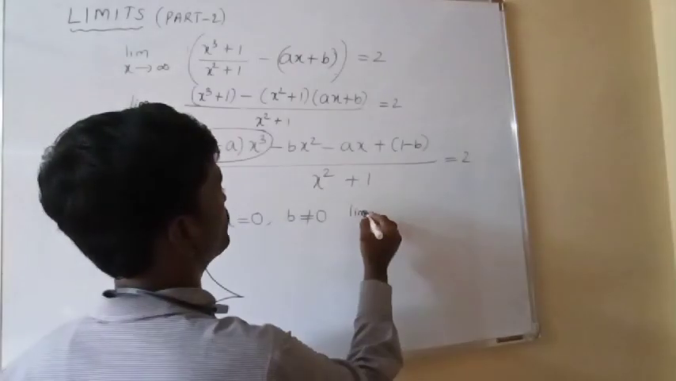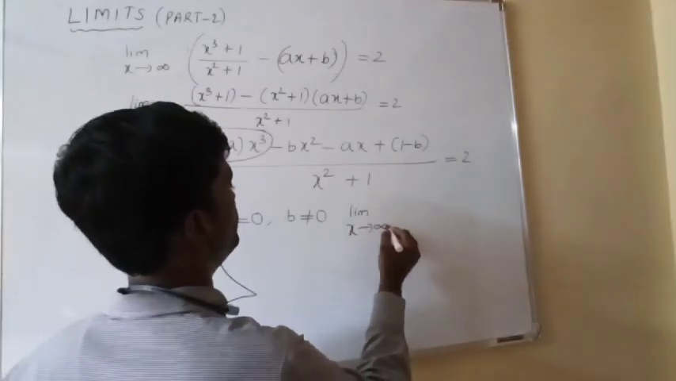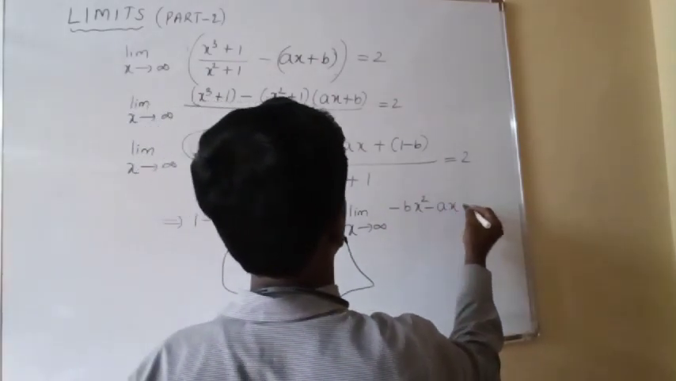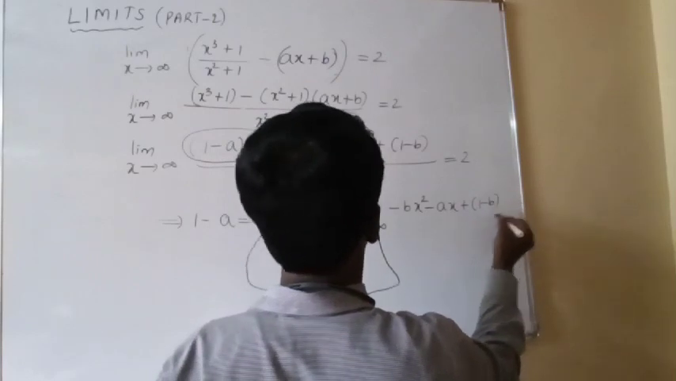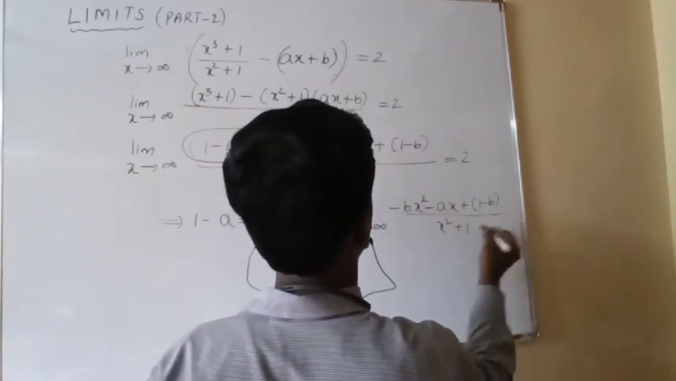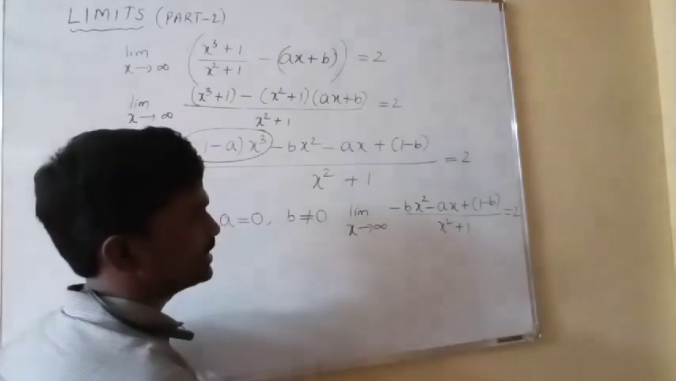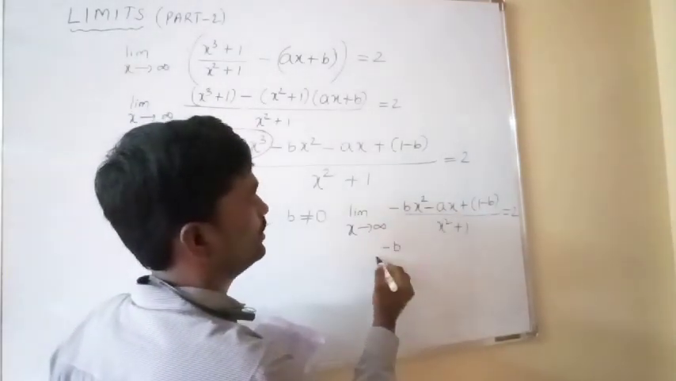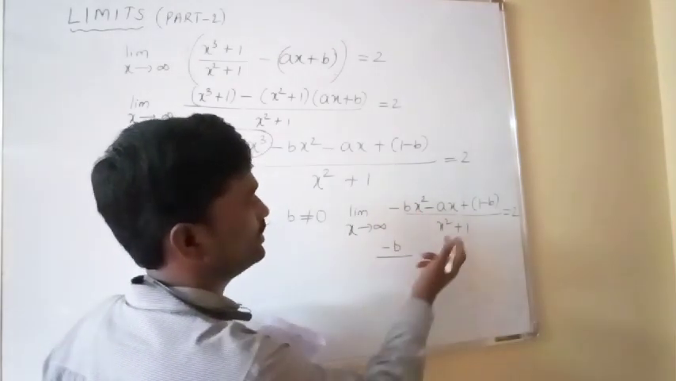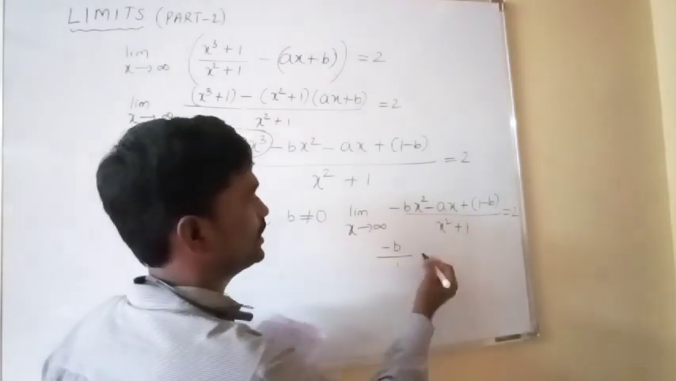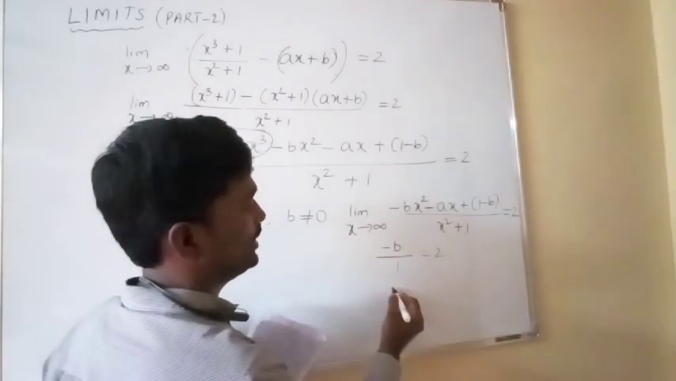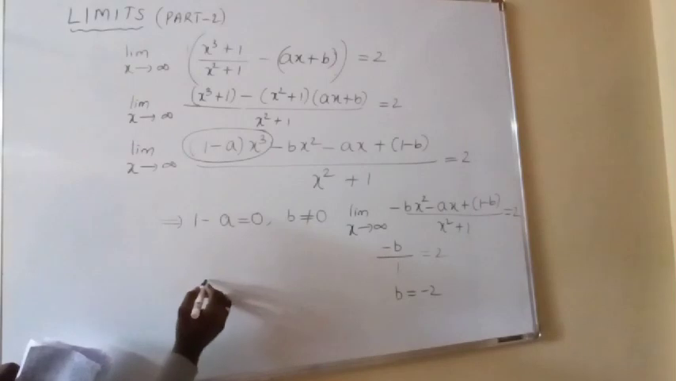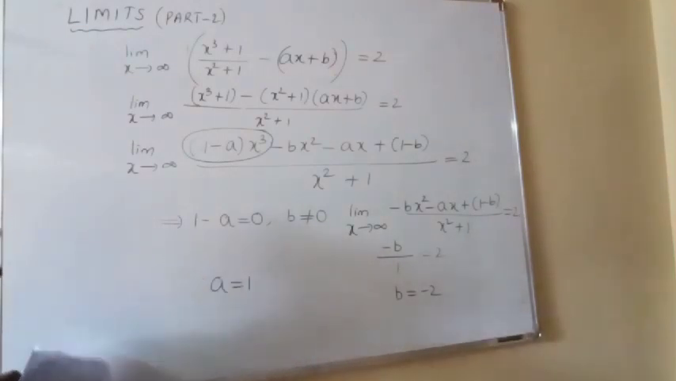So if you substitute 1 minus a equal to 0 here, the problem becomes: limit of minus b x square minus ax plus 1 minus b, divided by x square plus 1, is equal to 2. As the degrees are the same, what is the limit according to that formula? Leading coefficient in the numerator is minus b, leading coefficient in the denominator is 1, which is equal to 2. So minus b by 1 is equal to 2 means b is minus 2. 1 minus a is 0 means a is 1.